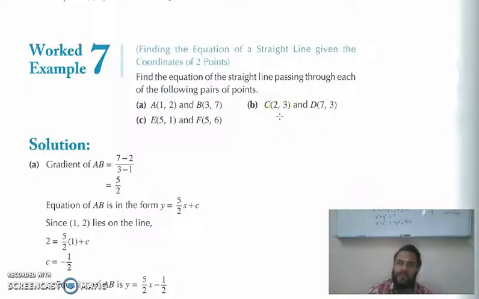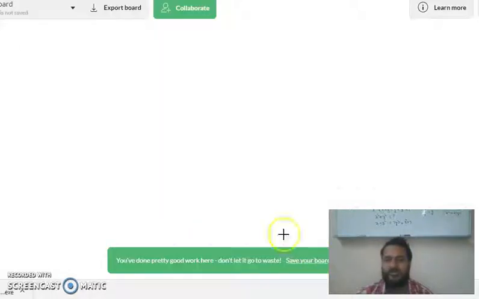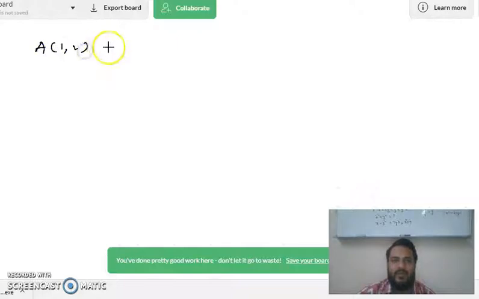Find the equation of the straight line given the coordinates of 2 points. The 2 points given are A (1, 2) and B (3, 7).